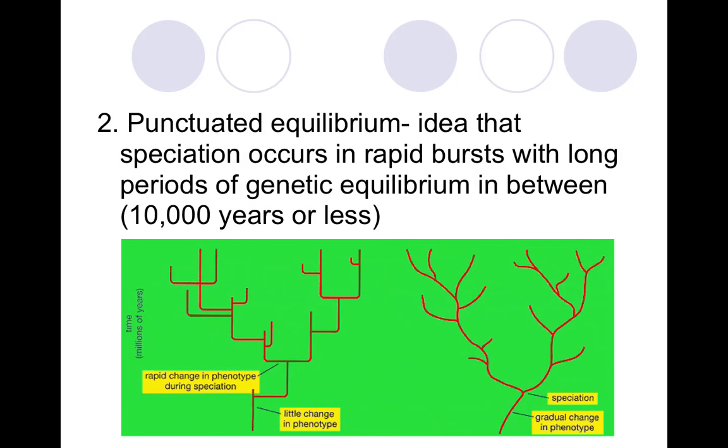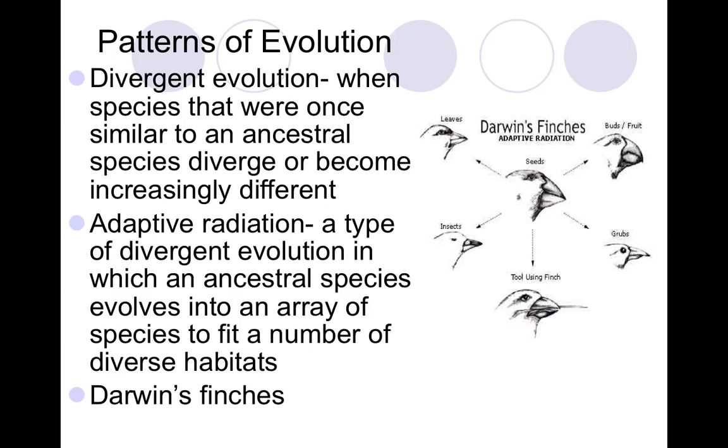So if you look at our trees down here, these are called cladograms. These straight edges represent little or gradual change over long periods of time, and then we have branching off. Those branches could be rapid changes in phenotypes during speciation, and these periods of time could last 10,000 years or so. So it's that branching off that occurs more quickly, and then we have a period of time when things are more stable and we have genetic equilibrium. That's punctuated equilibrium. That is the idea that's more mainstream nowadays.